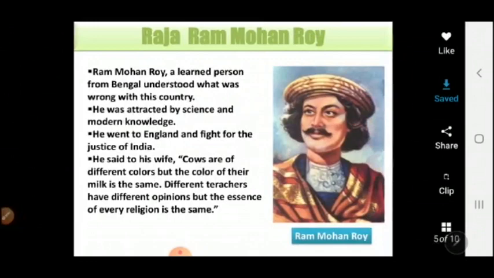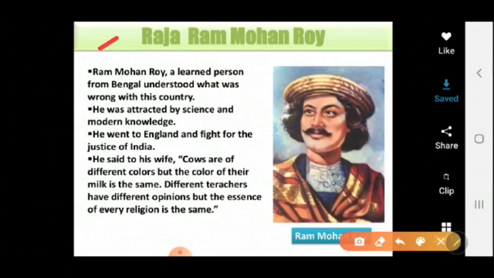Now, in the next picture, we will understand how Indian people realized what they had to do. There were some prominent Indians, and among them was one person whose name was Raja Ram Mohan Roy. Now let me tell you the contribution of Ram Mohan Roy for Indian society.